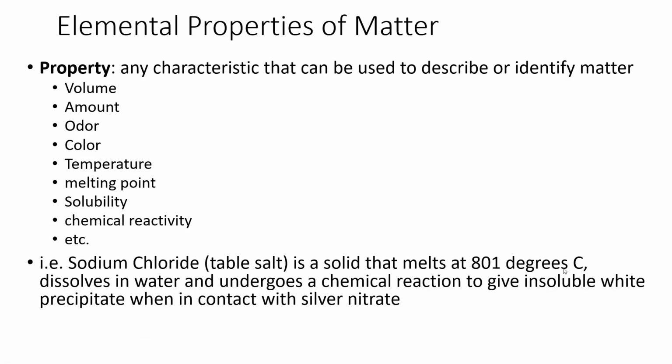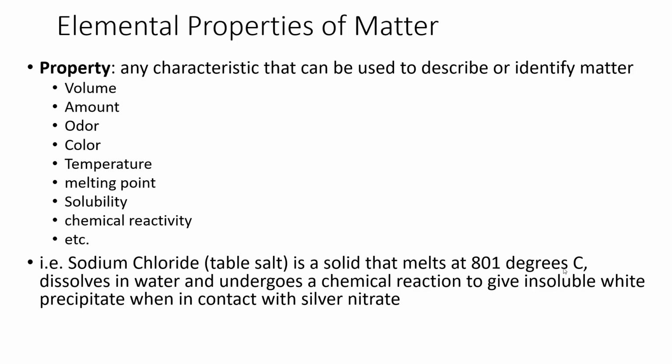So, the elemental properties of matter. A property is defined as any characteristic that can be used to describe or identify matter. Some of these properties could be the volume, the amount, the odor, the color, the temperature. Anything that we can observe with our senses that helps us to identify something is known as a property.